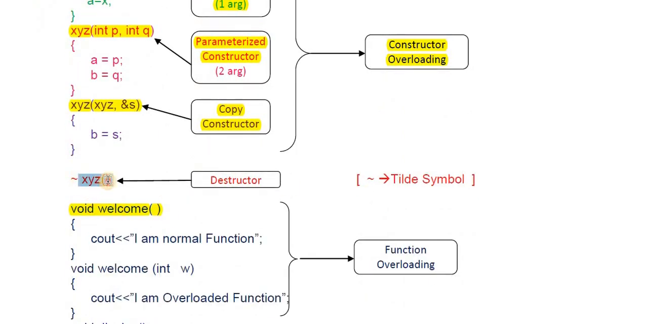And this is the example of a destructor. How to identify why it is a destructor? Because it starts with the tilde symbol. So this is a function which starts with the tilde symbol and has the same name as the class name. So it is called a destructor. A destructor is a special member function having the same name as the class name, starting with a tilde symbol, and it is executed automatically when an object is destroyed.